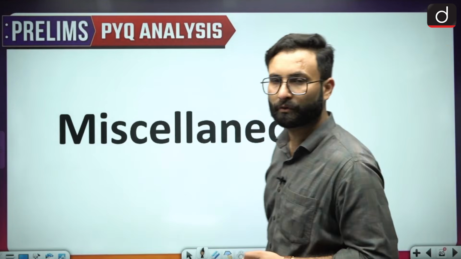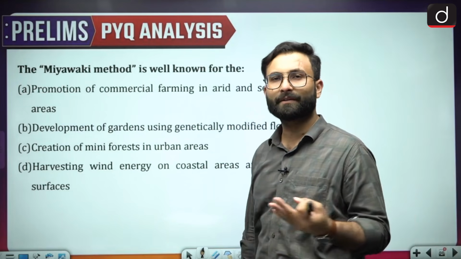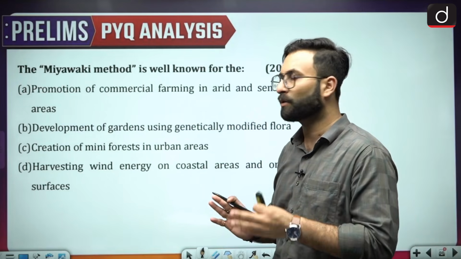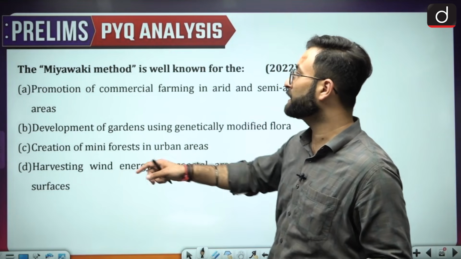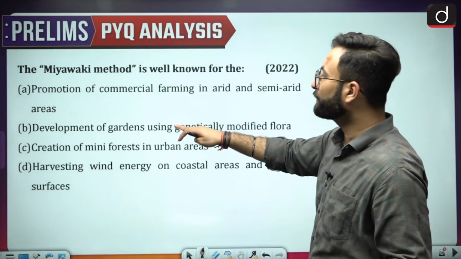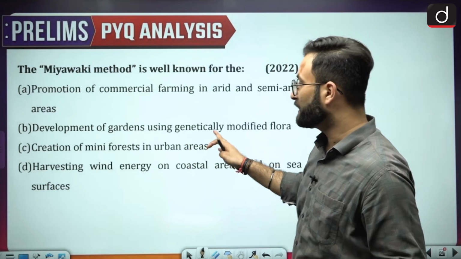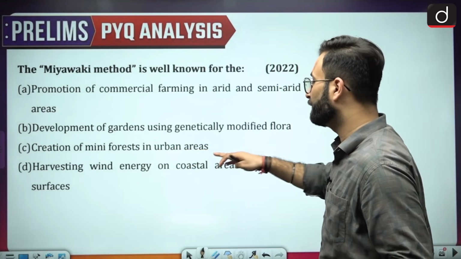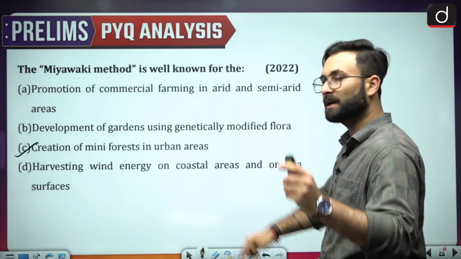Okay, now in the miscellaneous, we'll be discussing some of the questions over here. So let's see. The Miyawaki method is well known for. Miyawaki method is basically a sustainable method of farming, or you can say forestry. I would be specific, that is forestry. Promotion of the commercial farming in arid and the semi-arid regions. Development of the gardens using the genetically modified flora. Creation of mini forest in the urban areas, and the harvesting wind energy on the coastal regions. Option C is the right answer. That is the creation of mini forest in the urban areas.